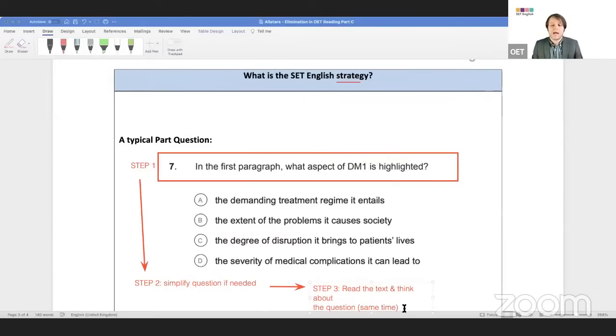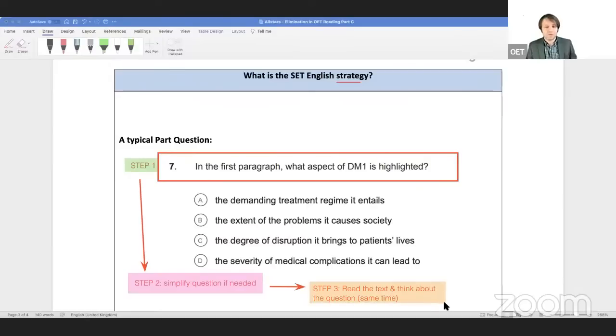Okay, what is step 4? You might be able to guess now. Can you all type in the chat? What do you guys think? Step 1 is read the question. Step 2 is simplify the question if needed, so remove unnecessary words. I won't talk about that today, but we teach this in the class. We can teach you in SET how to do that. Then we read the text and we think about the question. What is the next step? We read options. We eliminate, of course, guys, we eliminate.